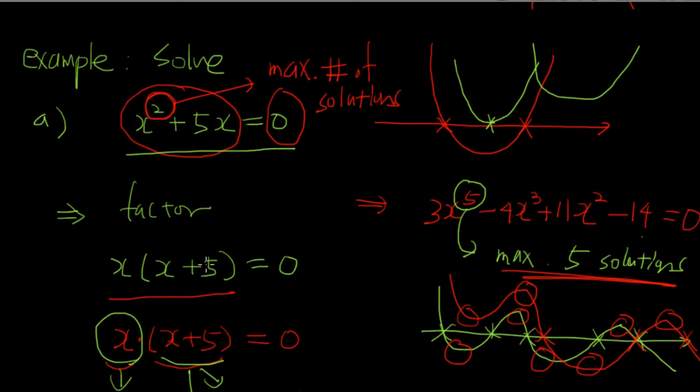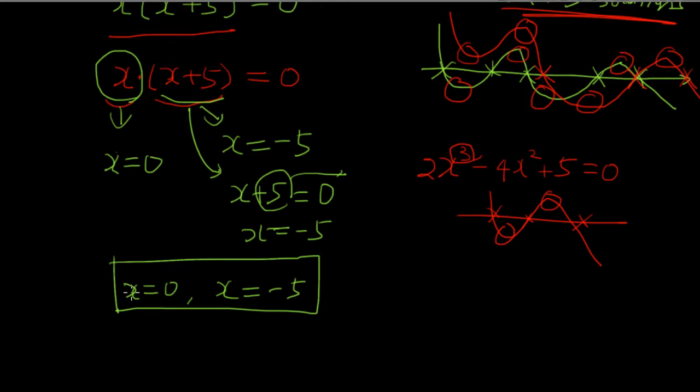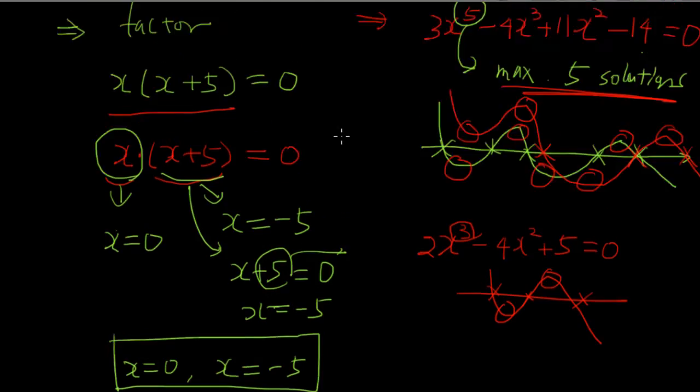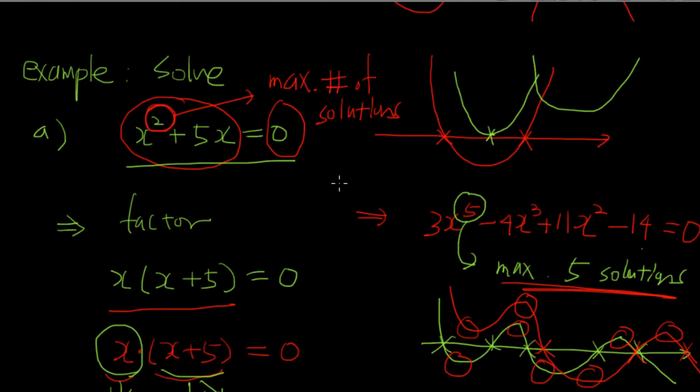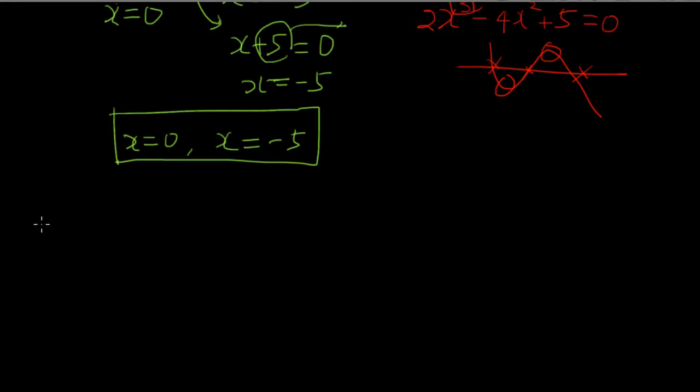So how do we solve this? Well, we just did. Our solution is x equals 0 and x equals negative 5. Just like that. So even though this is a quadratic equation, this is actually a factoring question, right? You can see that, right? Factoring question.